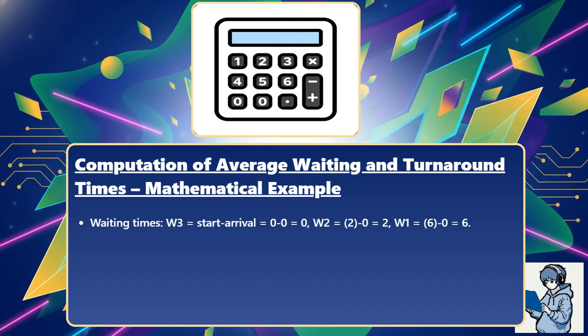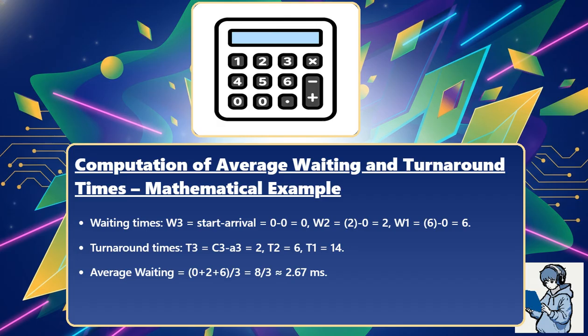Completion times: C3 equals 2, C2 equals 2 plus 4 equals 6, C1 equals 6 plus 8 equals 14. Waiting times: W3 equals start minus arrival equals 0 minus 0 equals 0. W2 equals 2 minus 0 equals 2, W1 equals 6 minus 0 equals 6. Turnaround times: T3 equals C3 minus A3 equals 2, T2 equals 6, T1 equals 14. Average waiting equals (0 plus 2 plus 6) divided by 3 equals 8/3, approximately 2.67 milliseconds. Average turnaround equals (2 plus 6 plus 14) divided by 3 equals 22/3, approximately 7.33 milliseconds.